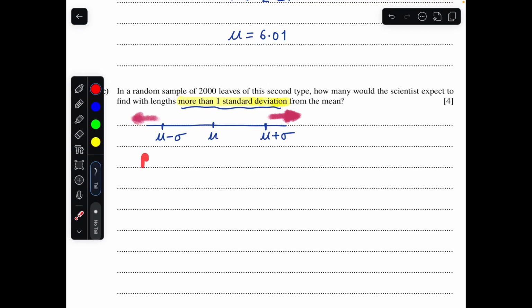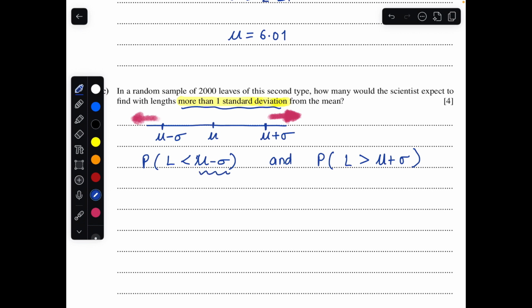So we need the probability of lengths less than mean minus sigma, and the probability of length greater than mean plus sigma. You have to remember over here it says how many would the scientists expect to find with lengths more than one standard deviation. Yeah, more than one standard deviation, you need to take into account both sides, on the left and on the right.